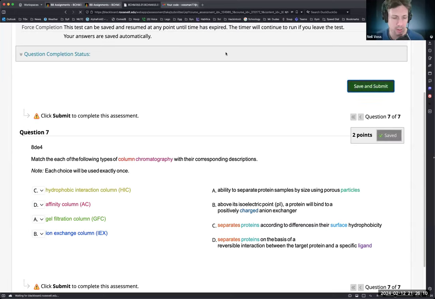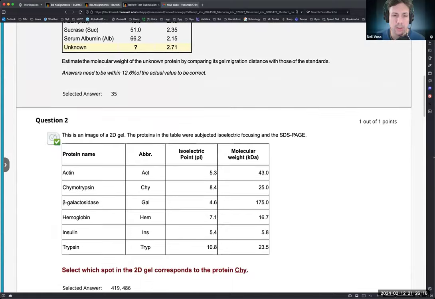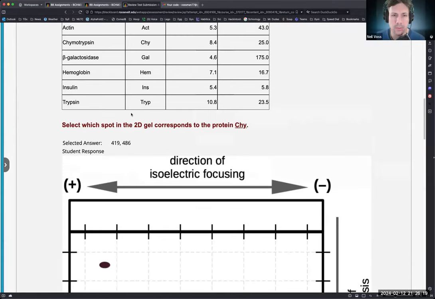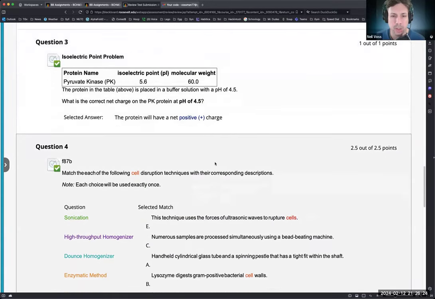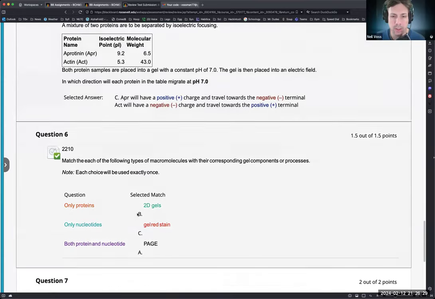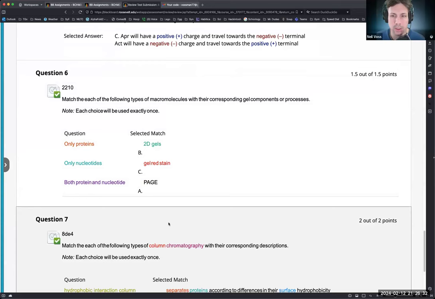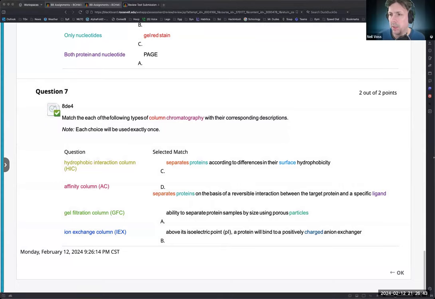Save and submit. And we'll hope I got all the questions right. Correct. Oh, it doesn't tell me the answer. Got that one correct. You can see, clicking on that one there. Positive charge. Matched all those correctly. Assigned the proteins correctly. Assigned the gel components correctly, as well as the column chromatography. So hopefully that was useful for learning the material, and I will try to find the button to stop.